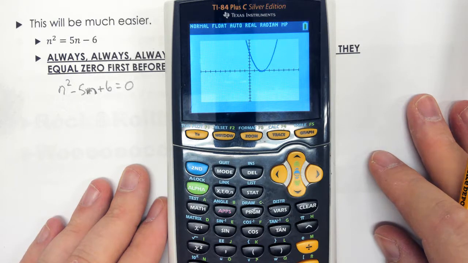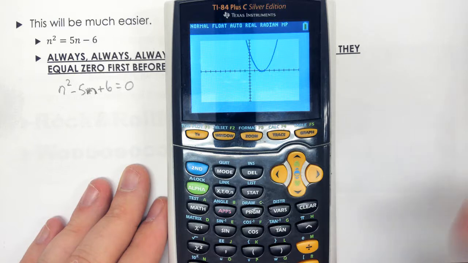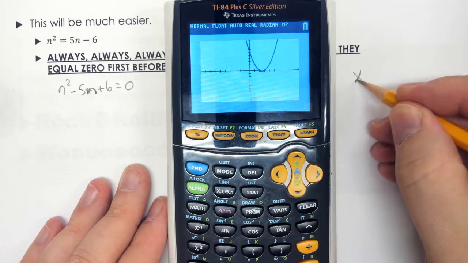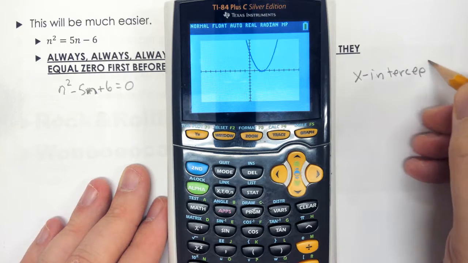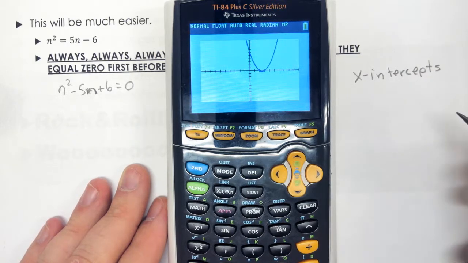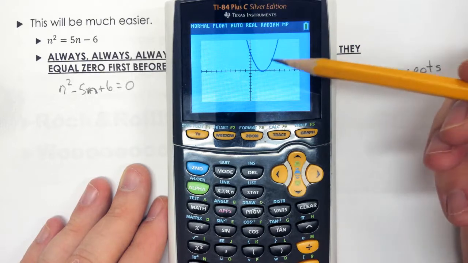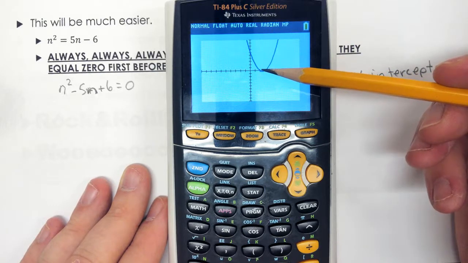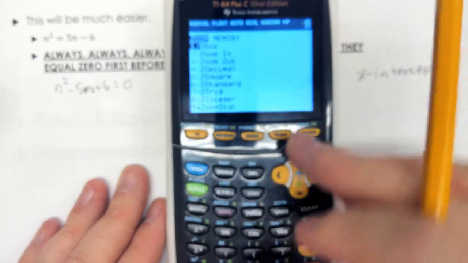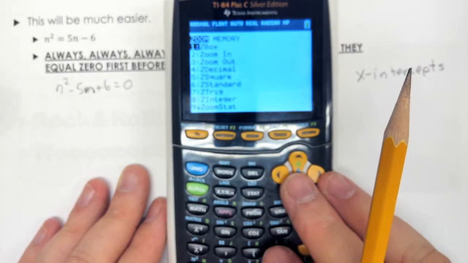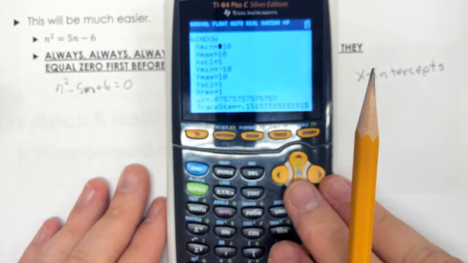Essentially what we're doing is looking for the x-intercepts, and those are going to be our solutions. Now this one is pretty easy. We can kind of look at it and see where they're at. Let's zoom in a little bit though. Actually, we'll just change the window.